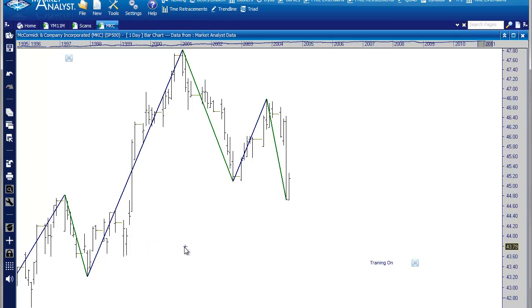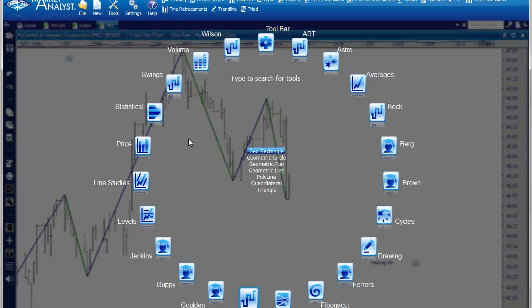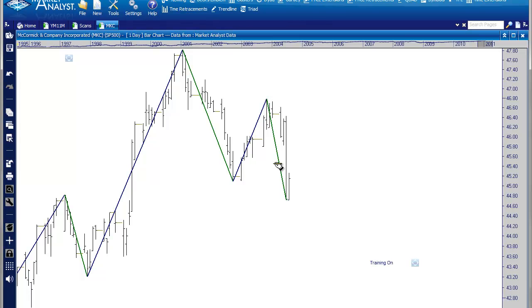And the first thing that we need to do is we're going to project a price extension of this leg here. And to do that, we'll go to Tools, Levels, Price Extension. Okay, and what we're going to do is we're going to measure this leg here from this high to this low. So we click the high, we click the low.